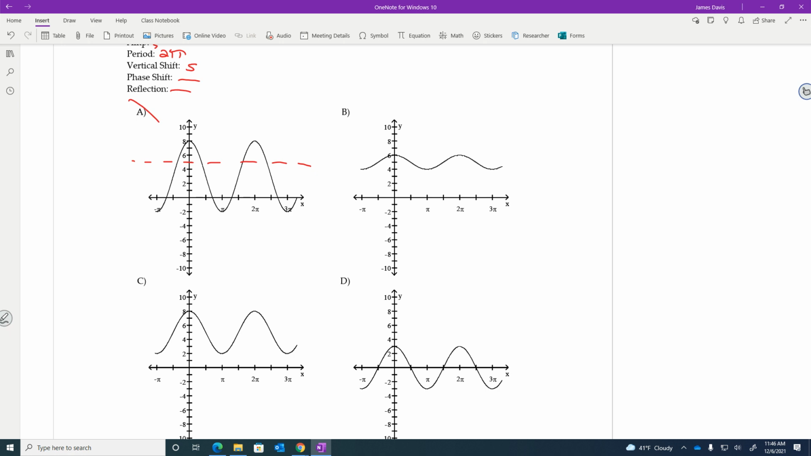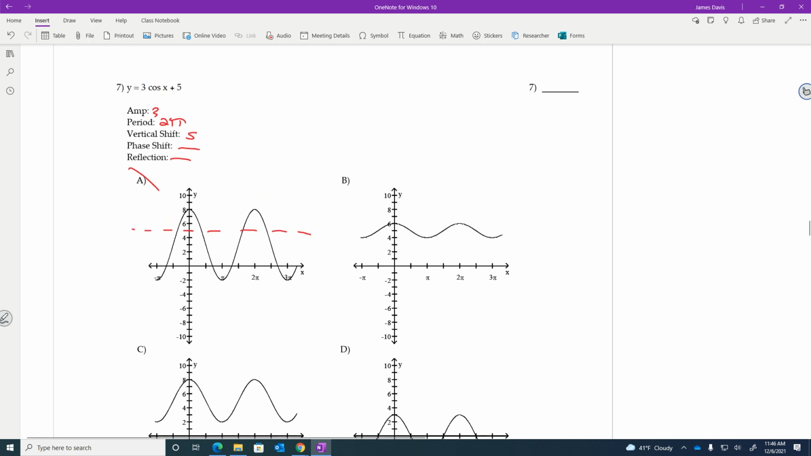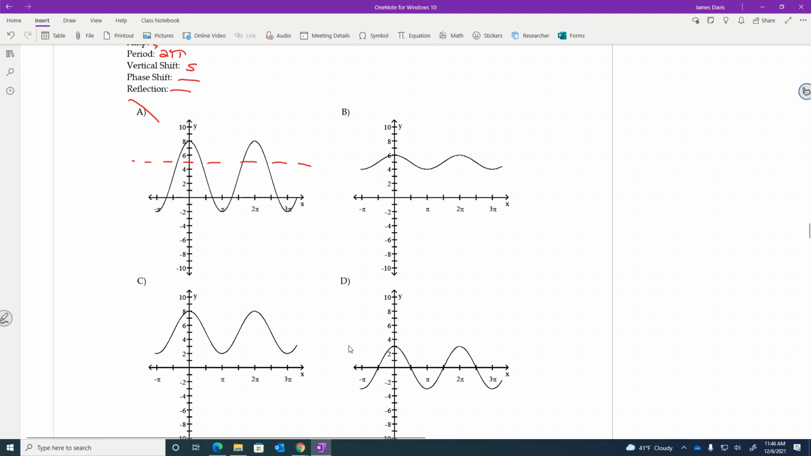This one only has an amplitude of 1, and ours has to have an amplitude of 3, so B won't work. This one, if you put the midline at 5, amplitude of 1, 2, 3, 1, 2, 3, works. So it seems like that one will have to work. This one doesn't work because the shift up 5 and the midline will be there. So it'd be C.